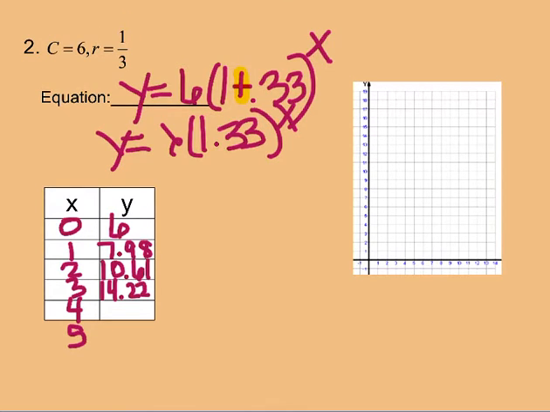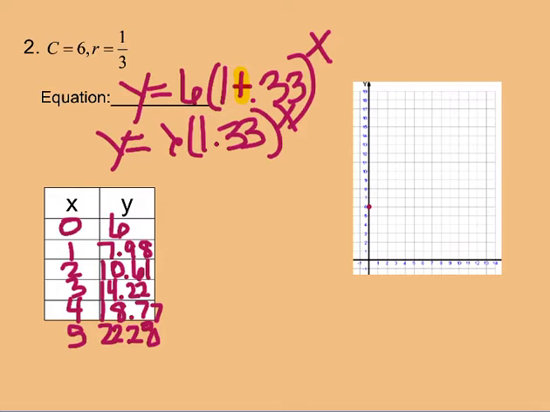Okay, 6 times 1.33 to the fourth is going to give me 18.77. Again, always a good idea to be checking this with me to make sure you're plugging it in correctly. 6 times 1.33 to the fifth is 22.28. So then we're going over 0, up 6, so we're crossing the y-axis here.